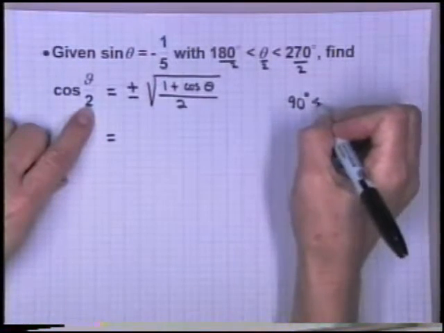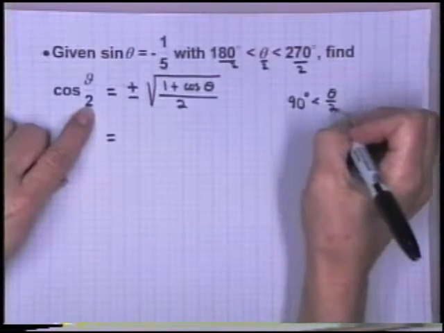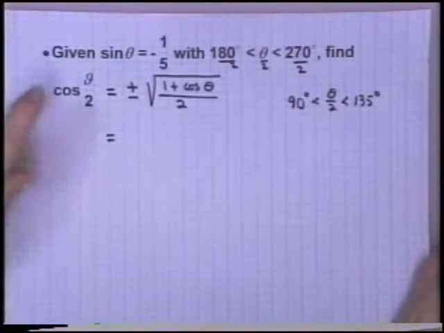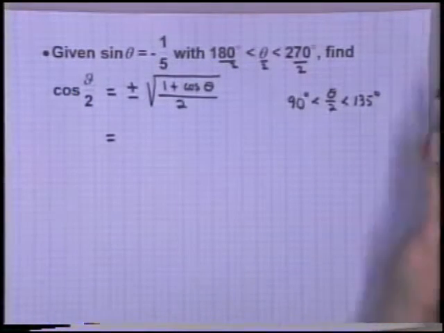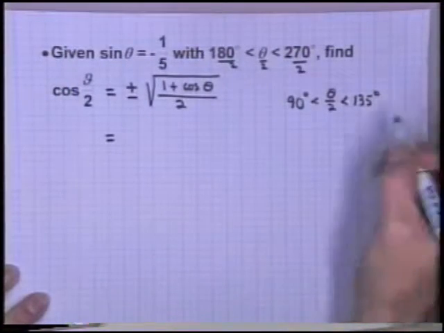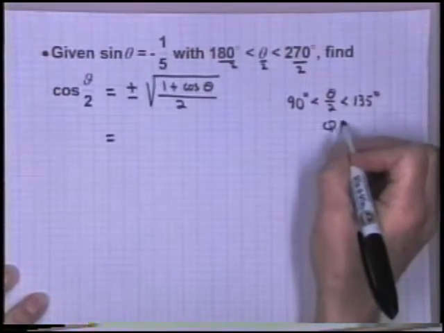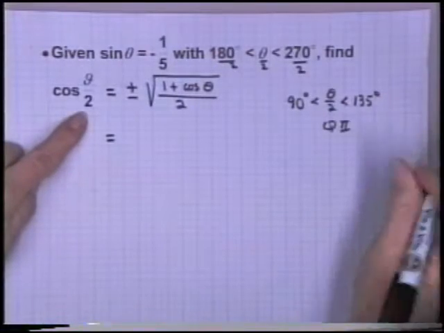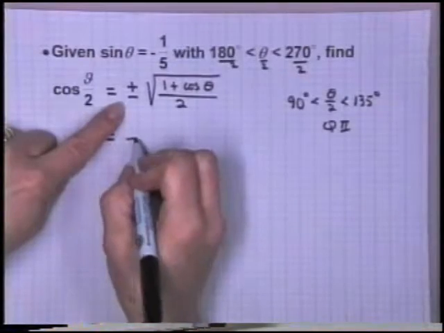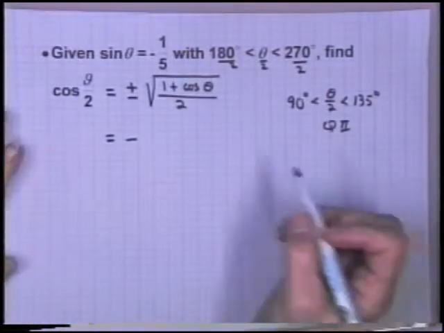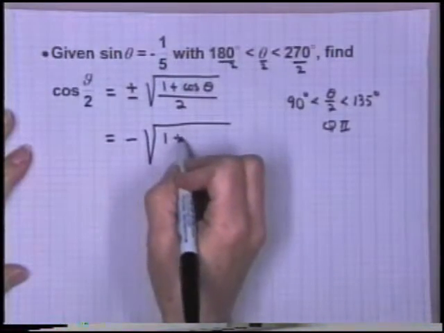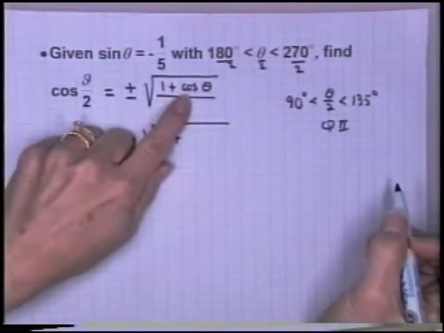Then I have 90 degrees is less than theta over 2 is less than 135 degrees, right? Okay, well, what quadrant is theta over 2 in then if it's between 90 and 135? That's quadrant 2, isn't it? So if theta over 2 is in quadrant 2, then I need minus, because the cosine is negative in quadrant 2. So we've chosen the appropriate sign.